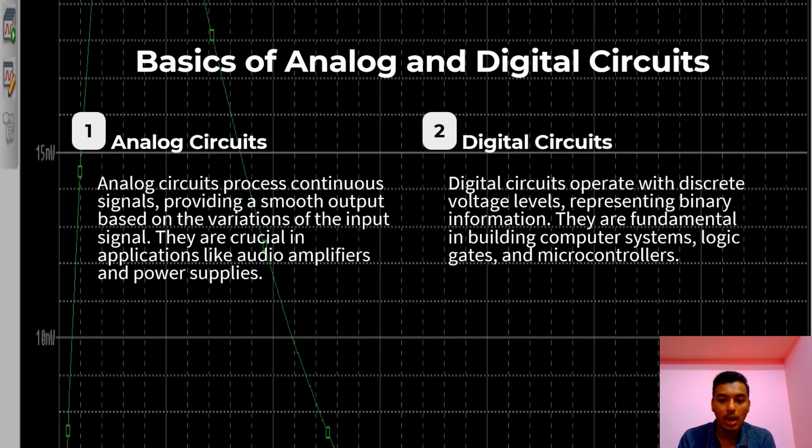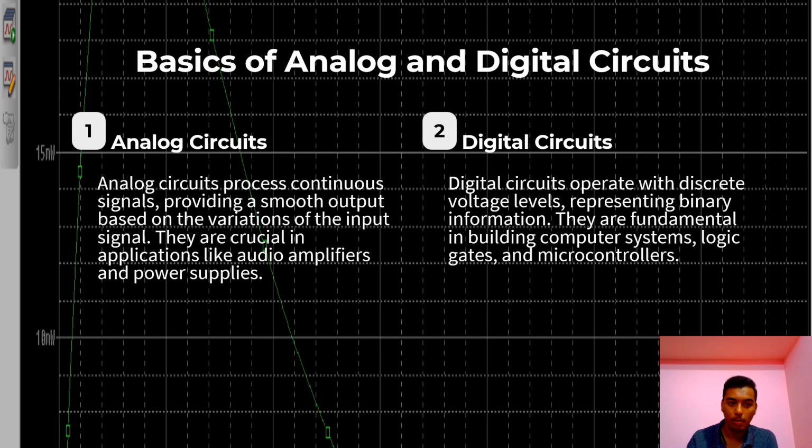Some of the types of circuits are analog and digital. Analog circuits process continuous signals, providing a smooth output based on the variations of the input signal. They are crucial in applications like audio amplifiers and power supplies. Coming to digital circuits, they operate with discrete voltage levels representing binary information. They are fundamental in building computer systems, logic gates, and microcontrollers. These are the basic circuits in PSpice.